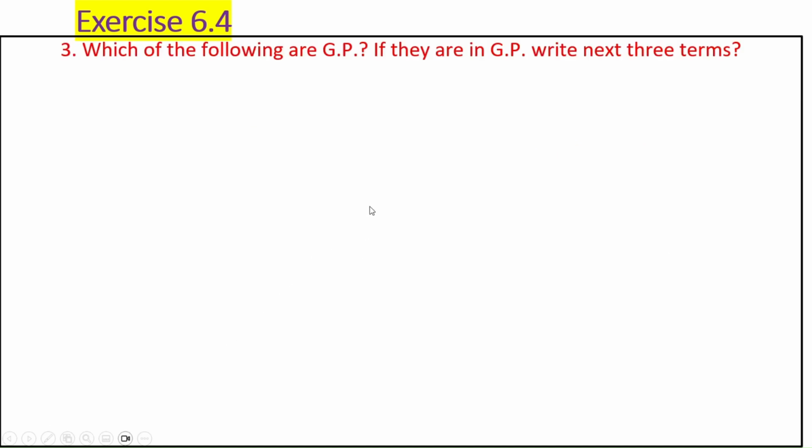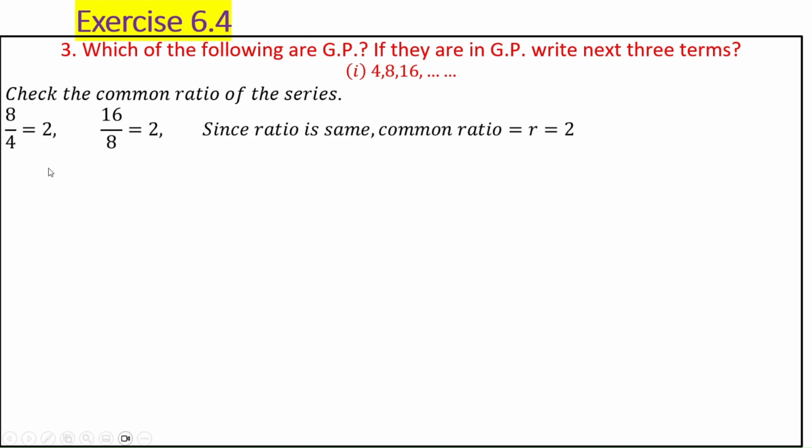Next. Which of the following are in GP? If they are in GP, write the next three terms. 4, 8, 16, and so on. How do you confirm whether it is in GP or not? The only way is the common ratio. So check the common ratio: 8 by 4 equals 2, 16 by 8 equals 2. The ratio is fixed, and the common ratio is R equals 2. So this series is in geometric progression.